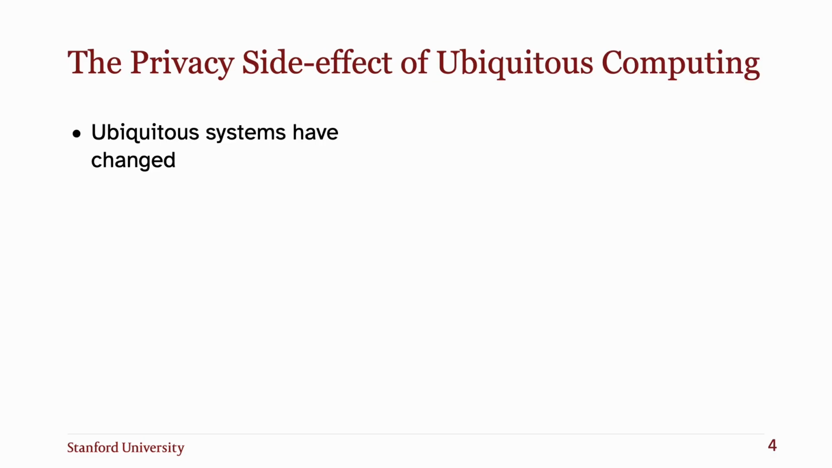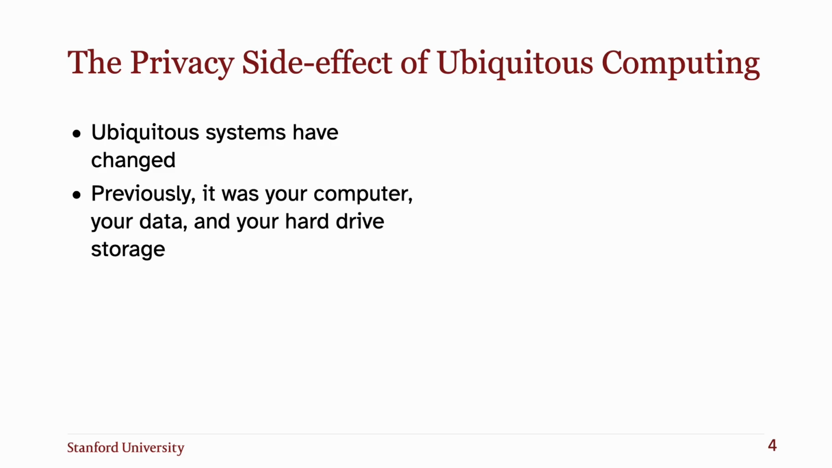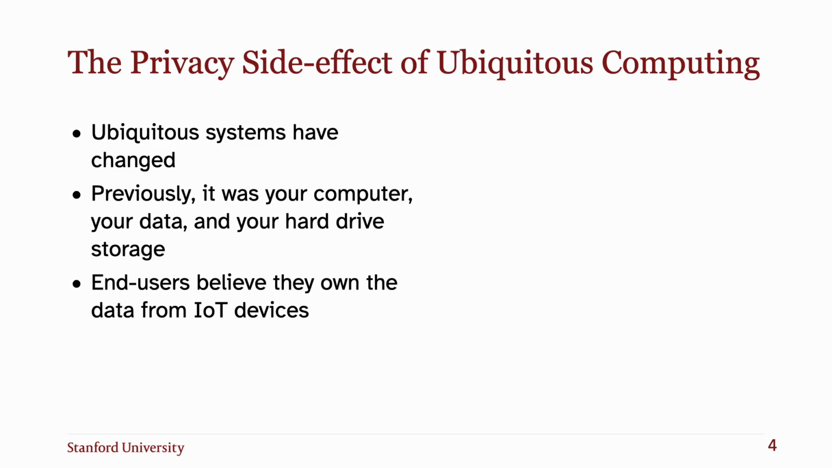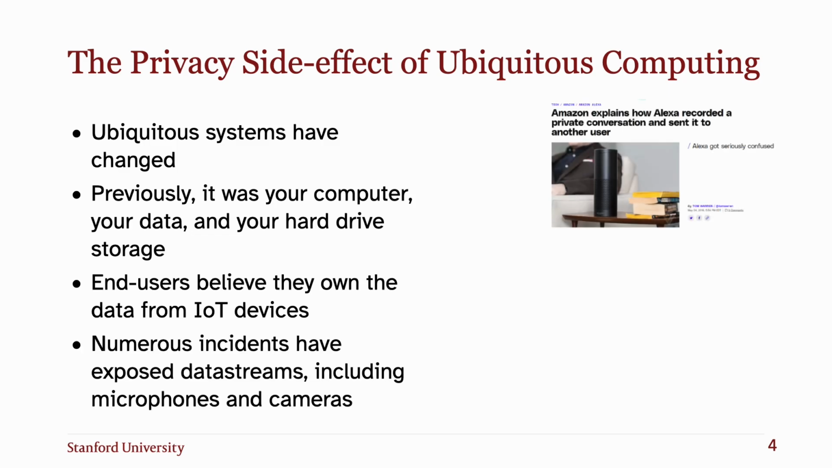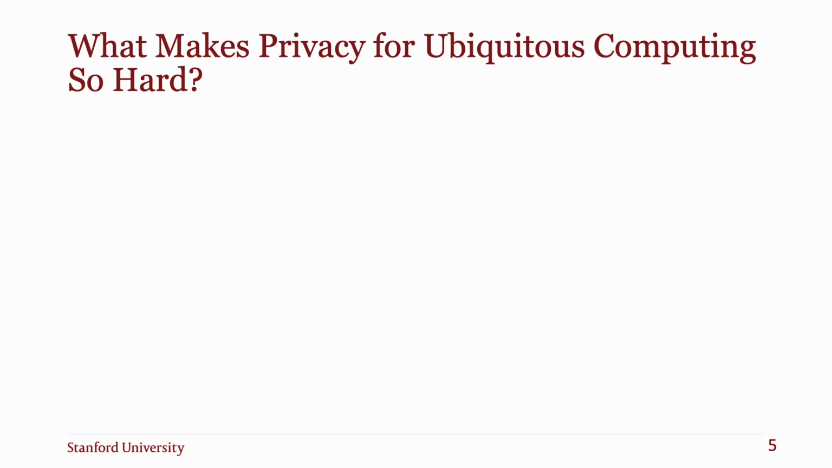Ubiquitous computing's disappearing act has led to a privacy side effect, and it's partly due to changes in how these systems are built. Before it was your computer, your data, and your hard drive, and access was limited. And users still largely believe that because they own the device, they also own the data. But many incidents show that this is not the case. So why is privacy for ubiquitous computing such a hard problem?